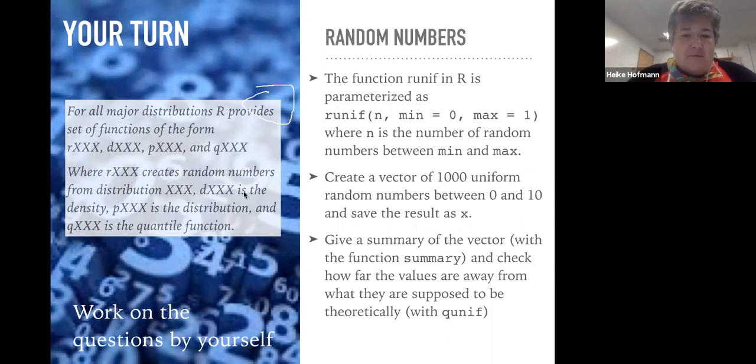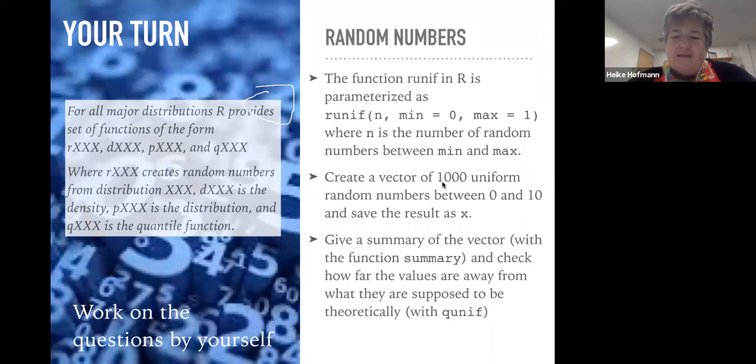So in R, we've got sets of functions that have the form r with a name, d name, p name, and q name. Those names could be the word unif, and then runif, so random from the uniform, is a function in R that will create n random numbers between 0 and 1 and return a vector.